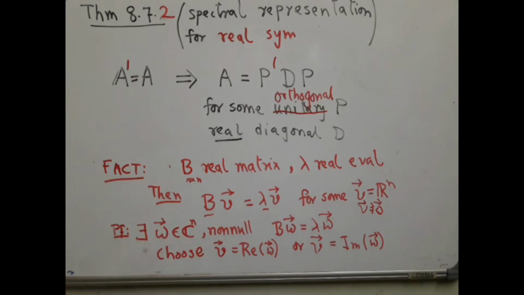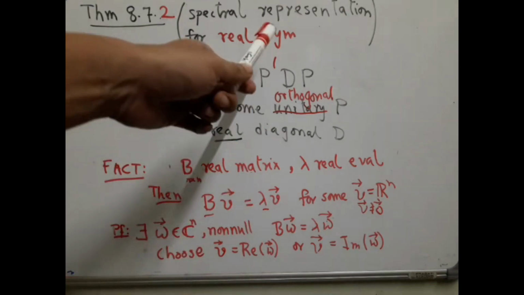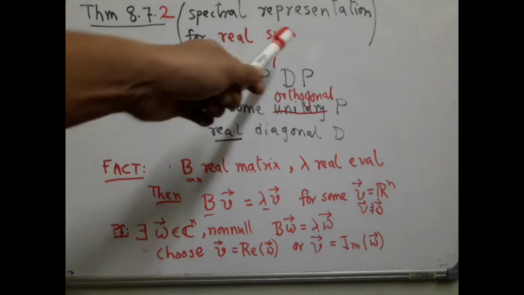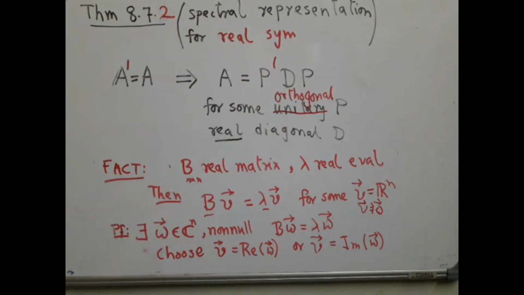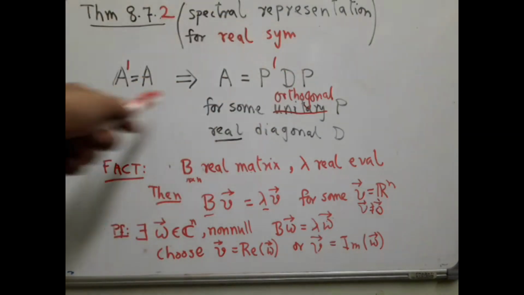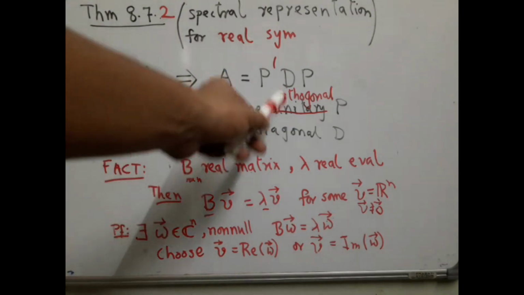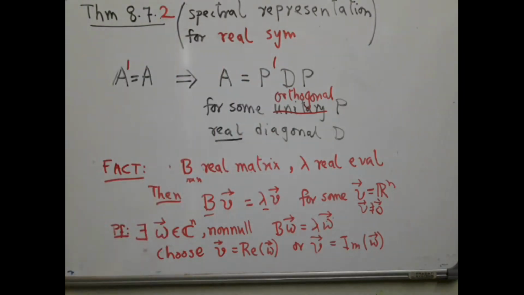So once you have that, you come back here and you say that instead of working with just any eigenvectors, I will pick my eigenvectors in that way, and then I will get this result. So I can actually choose my unitary matrices to be real ones, so they will be orthogonal matrices, and this is the spectral representation for real symmetric matrices.